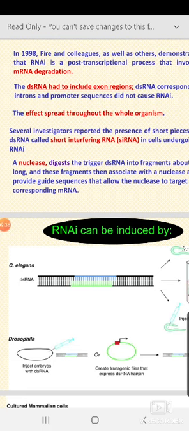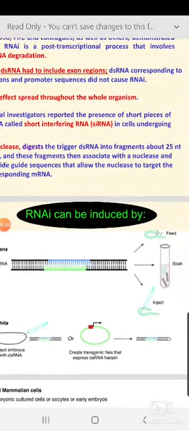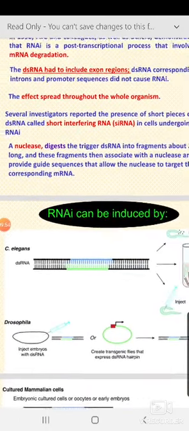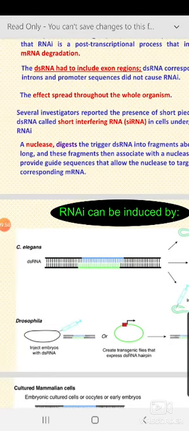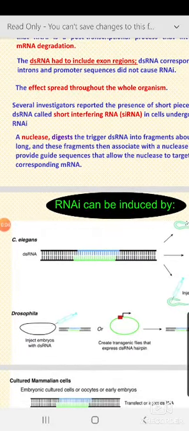Now a small glimpse of the mechanism. There are not just one but two nucleases taking part here. A nuclease digests the trigger double-stranded RNA into fragments about 25 nucleotides long, and these fragments then associate with the second nuclease and provide a guide sequence that allows the nuclease to target the corresponding mRNA.